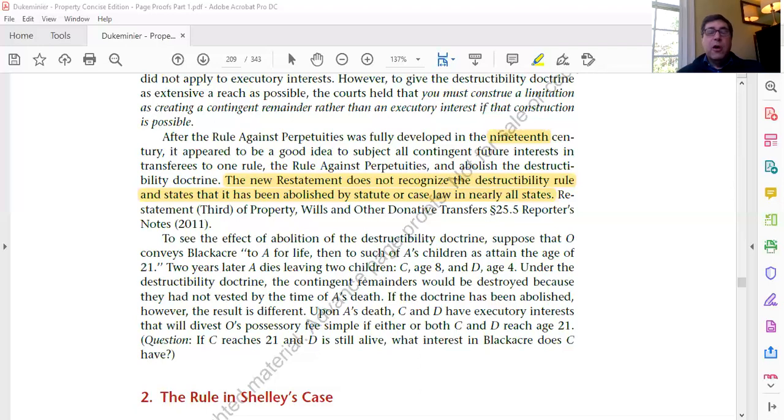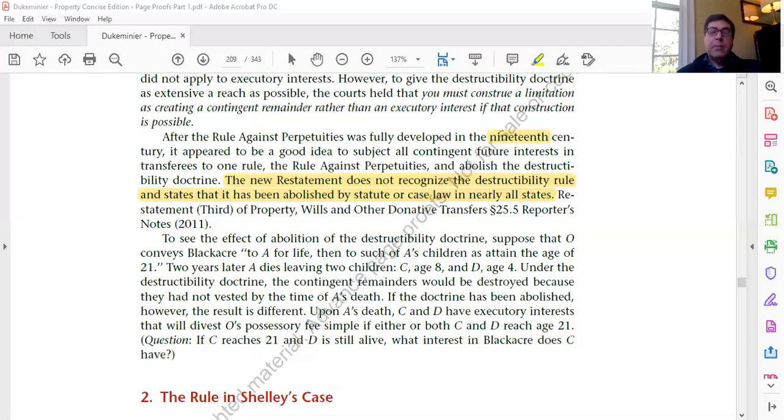Now, we're told, though, that the doctrine of destructibility has been abolished in most or all jurisdictions in this country. And so what happens if we don't apply the doctrine of destructibility of contingent remainders? Well, now, when A dies and B is still alive, the contingent remainder is still contingent. The holders of the contingent remainder have not yet received a vested interest that would allow them to take possession, because there's still this condition precedent that they've got to find out which of B's children survive B before they know which ones are entitled to Blackacre. And so they're not able to take possession when A dies.